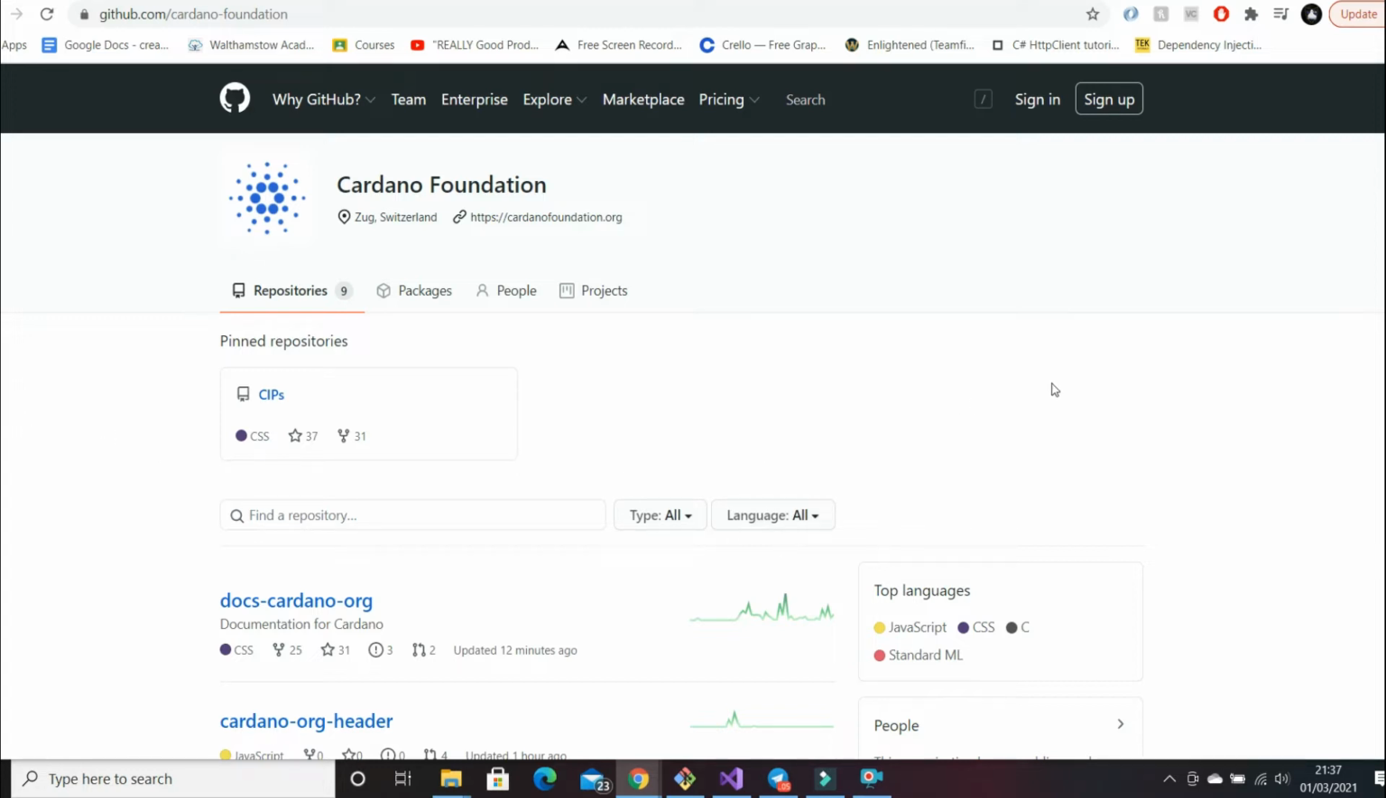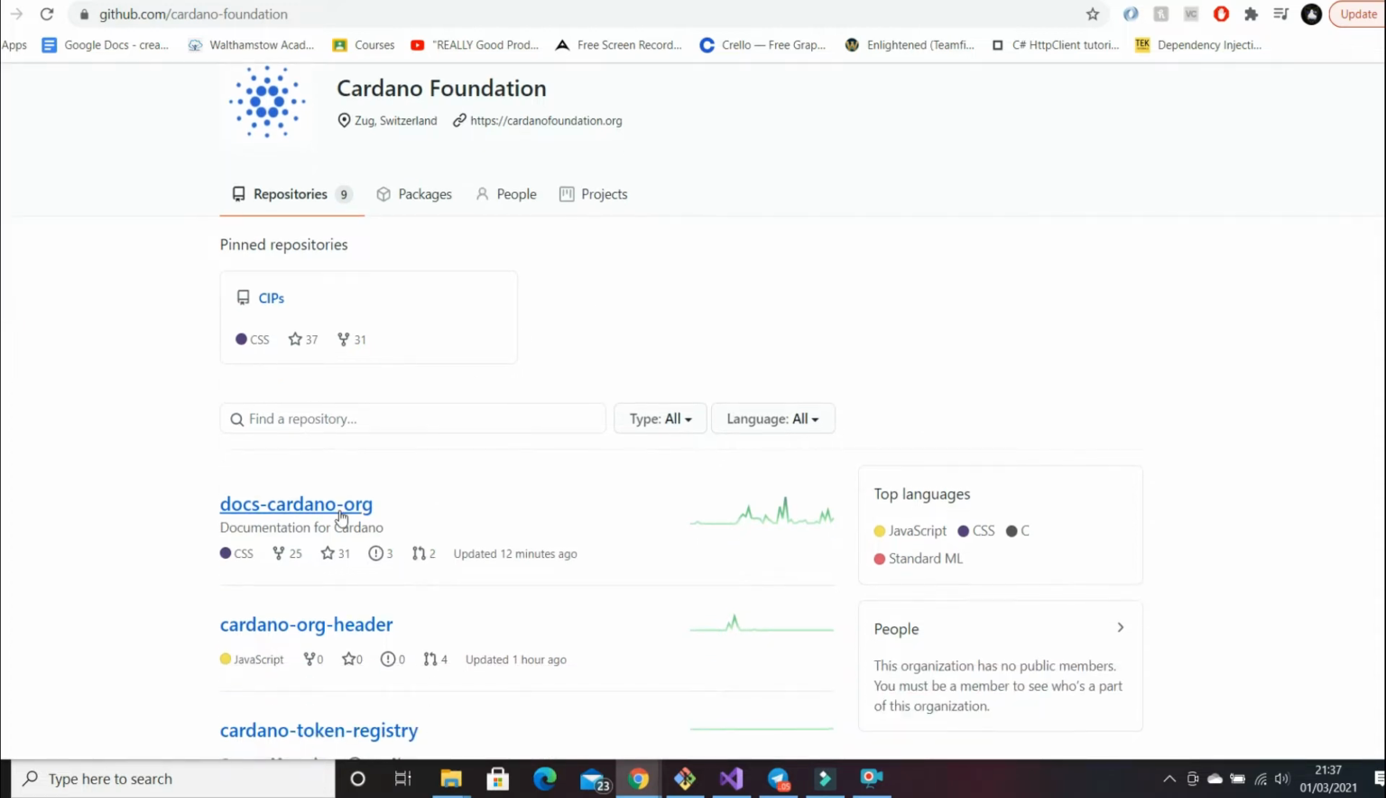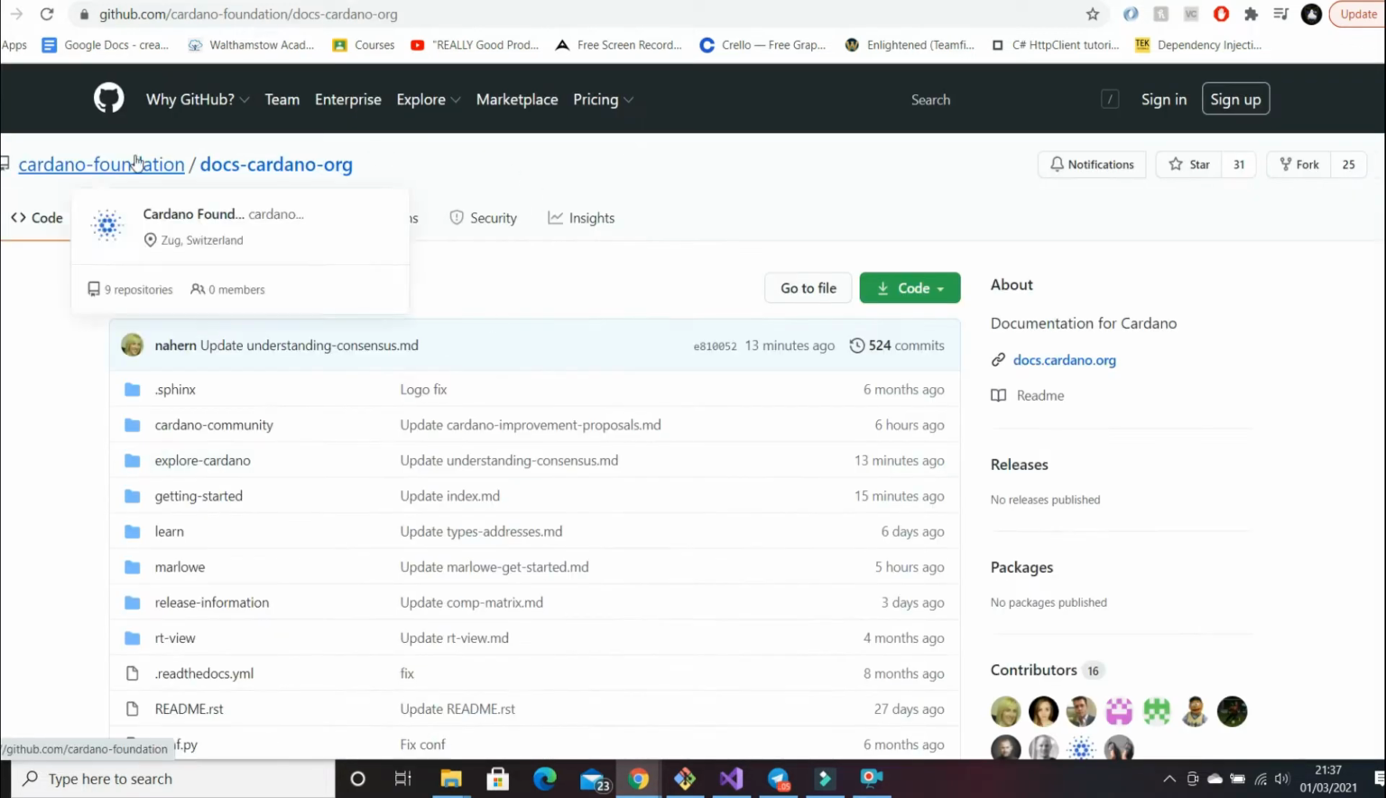The point of this channel is to help give you the fundamental technological information and where to find it, so that you can make more informed decisions. So just starting off, we're going to go straight into Cardano Foundation's GitHub.